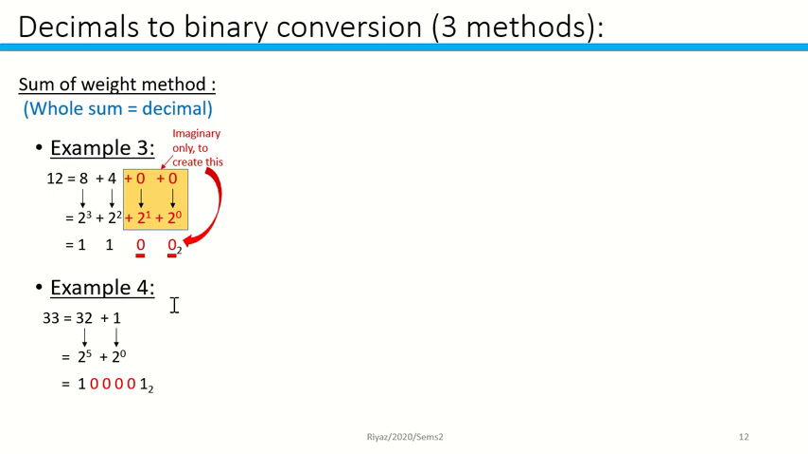Let's see example number 2: 33. It can be broken down to 32 plus 1. 32 is the representative of 2 to the power of 5, and 1 is the representative of 2 to the power of 0. So 2 to the power of 0 is 1, represented over here. 2 to the power of 1 is 0, 2 to the power of 2 is 0, 2 to the power of 3 is 0, 2 to the power of 4 is 0, and 2 to the power of 5 is 1. That's why 33 is equivalent to 100001 to the base of 2.